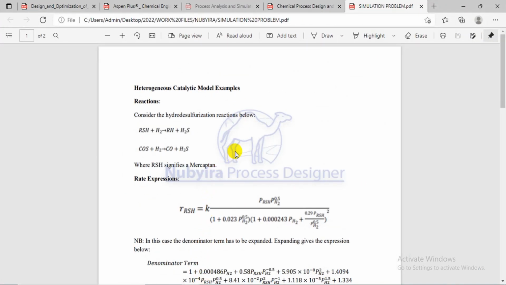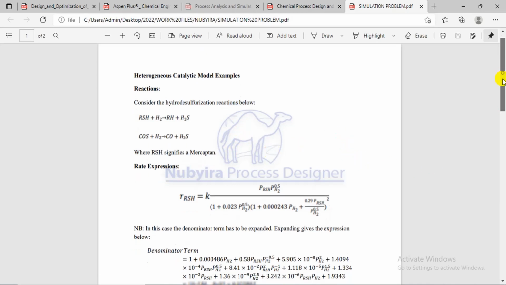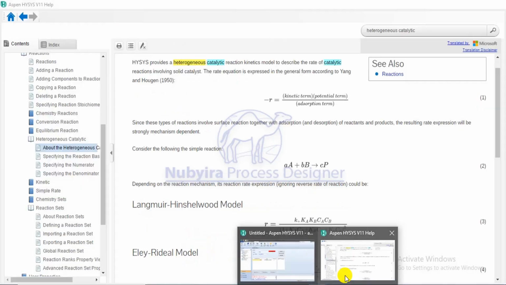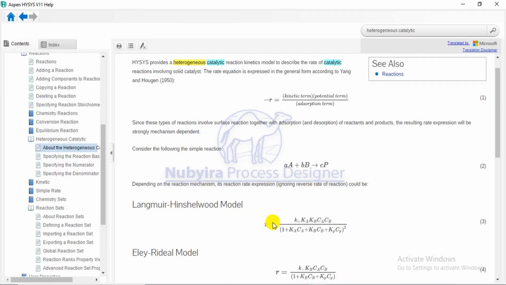Here we have a few expressions that can help us understand this model better. For the first one, we are considering certain hydrodesulfurization reactions. For the first reaction, you have RSH plus H2 to give you RH plus H2S. Then you have COS plus H2 to give you CO plus H2S. Now let's go back to our example.